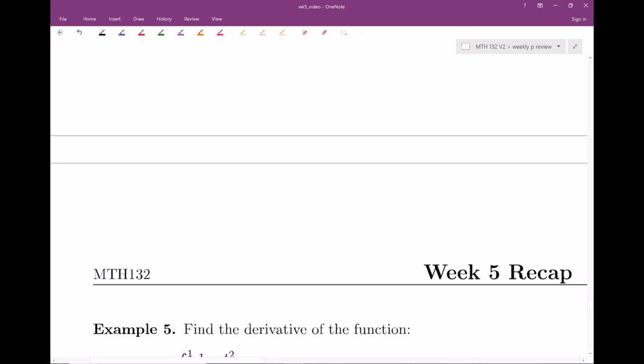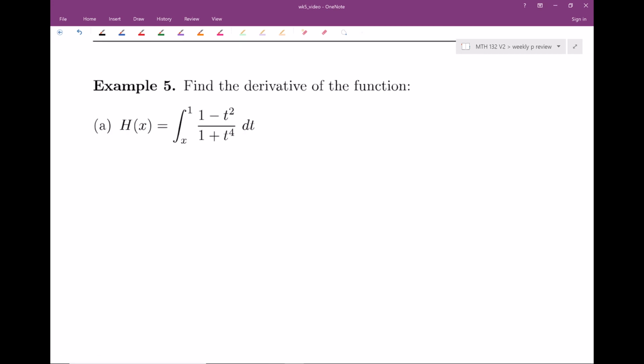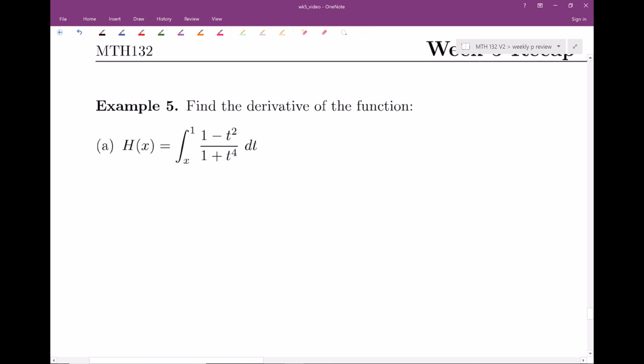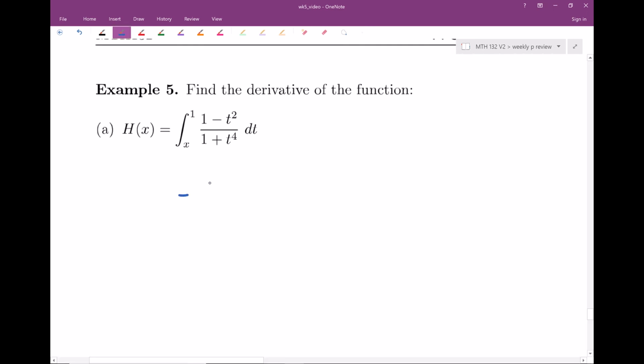All right, now, last problems here. Find the derivative of this function. So this is where we're using the fundamental theorem of calculus part 1. Remember, the fundamental theorem of calculus part 1 only deals with when you have your variable, in this case x, so we have h of x, in the upper limit of integration. So the first one here, I'm going to need to flip this. I'm going to make this negative the integral from 1 to x of 1 minus t squared divided by 1 plus t to the 4th dt.